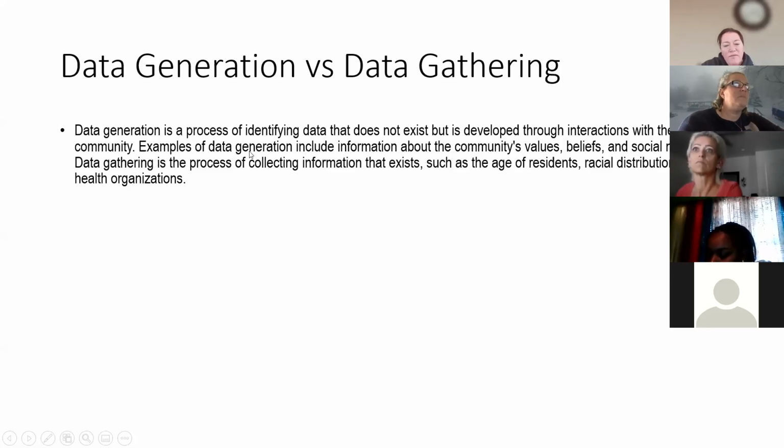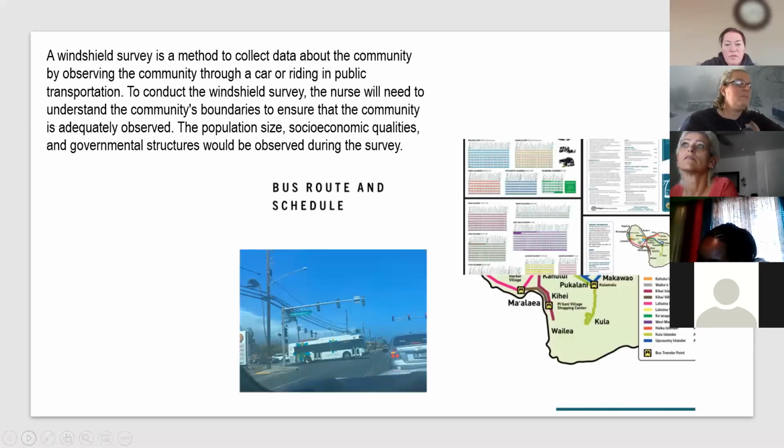You're going to gather the information that is already there that you can look up, like the age, racial distribution, and health organizations. When we're gathering, we're getting together what we already have. Generating, think of the word generating. When you generate something, you're going to produce something. So you're going to have to go out there and actually involve yourself in the community. Look at our values and our beliefs and such.